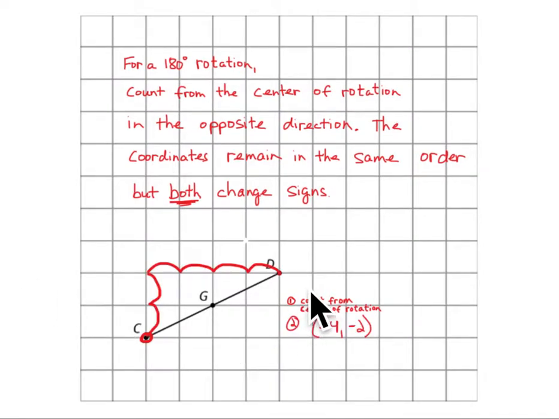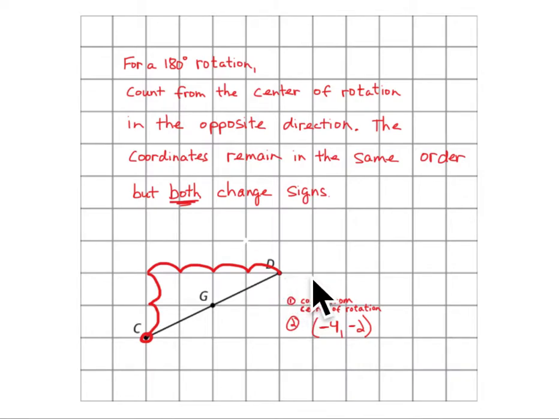If the center of rotation is D, I'm going to count 4 units to the left in the negative direction. So this is 1, 2, 3, 4. And 2 units in the negative direction along the y-axis. So this is 1, 2. So this is negative 4, negative 2. Now I'm going to keep those coordinates in the same order, but I'm going to change both their signs.